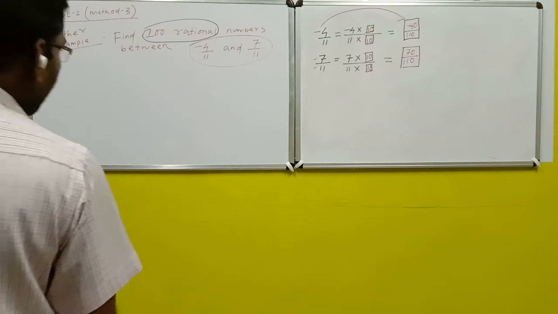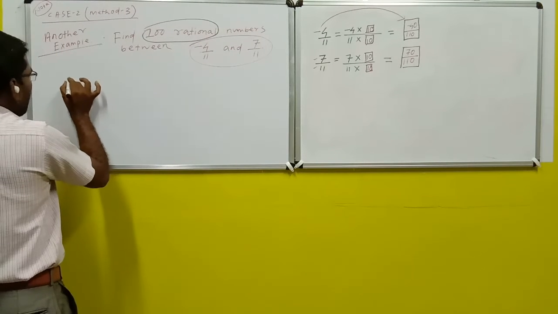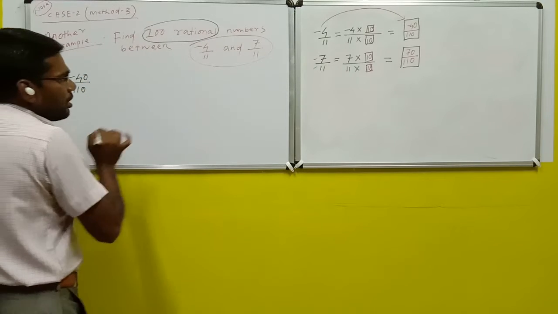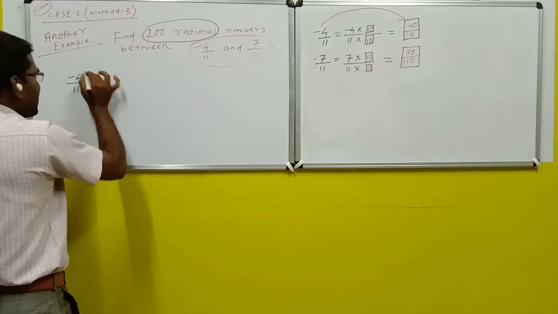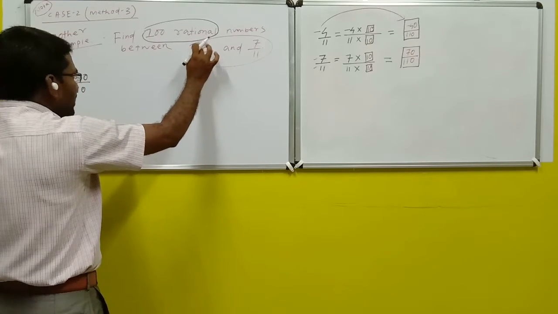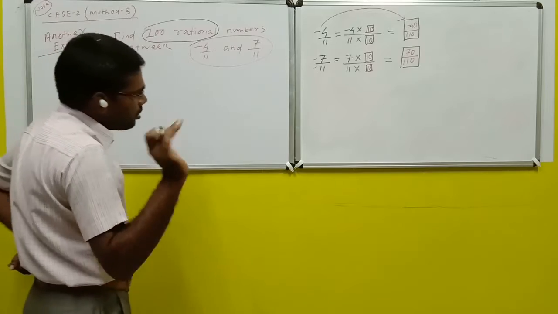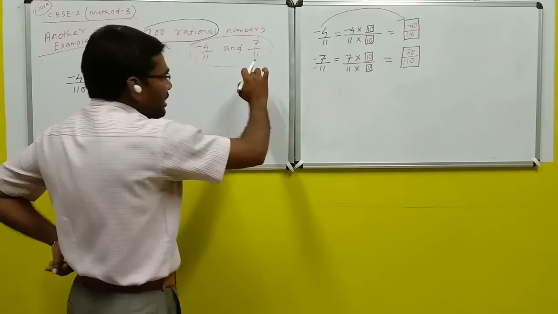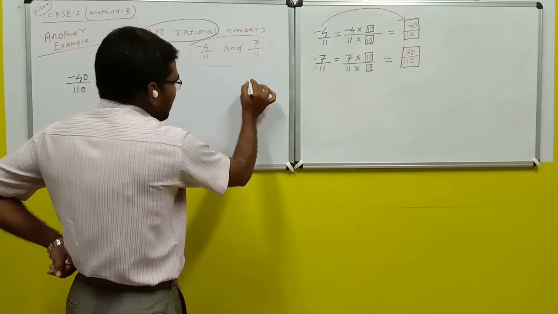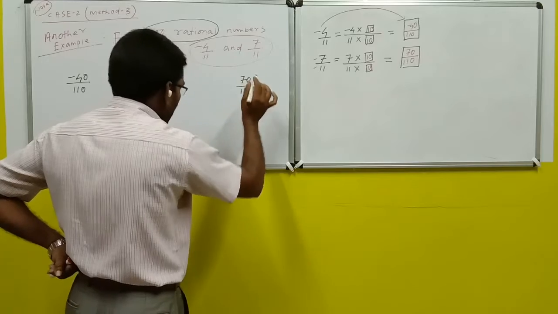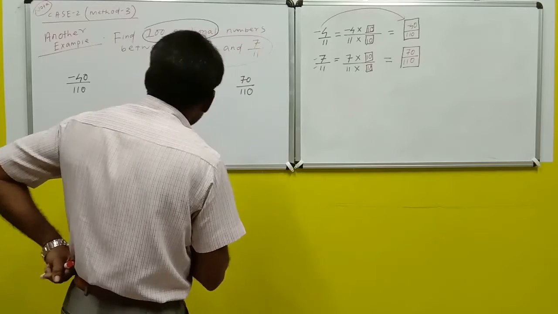Now students, we have got minus 40 by 110. It is the equivalent rational number of minus 4 by 11. So in place of minus 4 by 11, we wrote minus 40 by 110. Similarly, in place of 7 by 11, you will write 70 by 110 because it is the equivalent or equal rational number of 7 by 11.